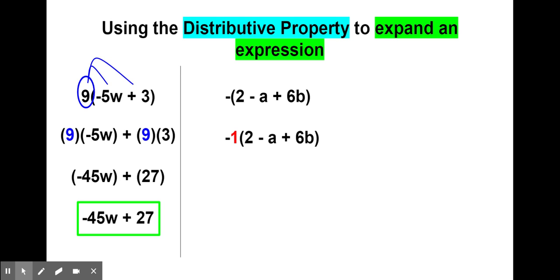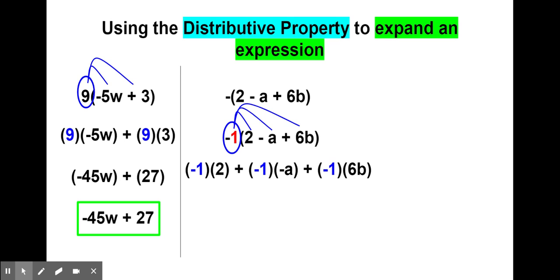Now, this looks like an expression that we can use the distributive property for. We can take our negative 1 and distribute it out to our 2, our minus a, and our 6b. And we can rewrite our expression to show our multiplication as negative 1 times 2 plus negative 1 times negative a plus negative 1 times 6b. When we have this expanded expression, we're going to go ahead and use order of operations to simplify it. We'll start with our multiplication.